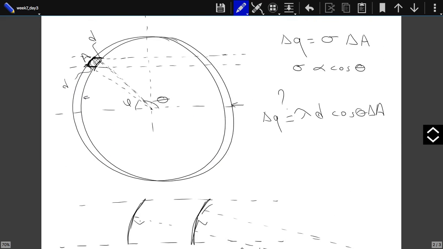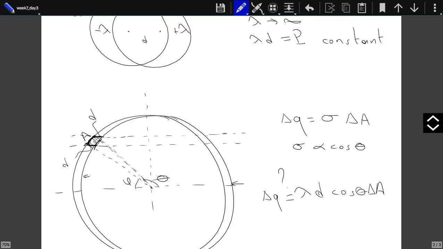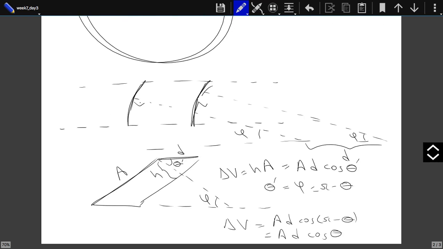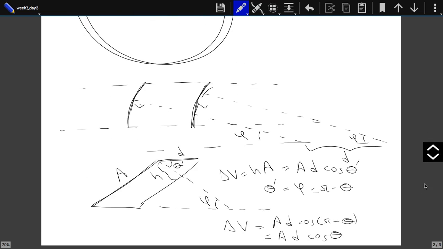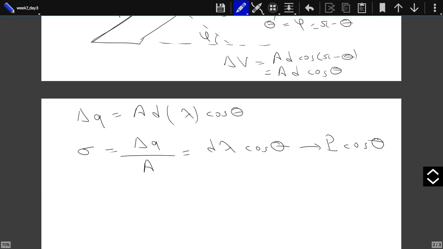Now, the somehow complicated part is how to relate lambda to the surface charge density. And it just is kind of eliminated if you just take a very small volume over here, which has an area A, and then once you realize that the volume of this part is nothing but A times the shift D, which is basically this shift also, times cosine theta, then the surface charge density is p cosine theta.